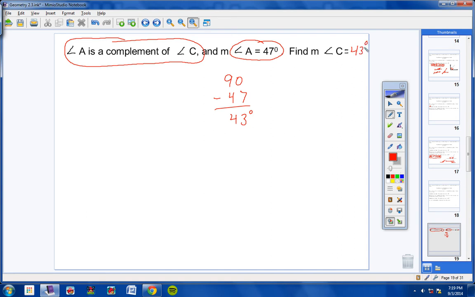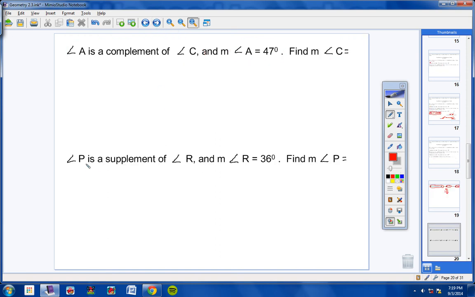And you know how I can check my answer. I simply add 47 plus 43, and I should get 90 because complementary angles always add up to 90. That's really, really simple, guys, okay? All right, let's try another problem. I do want this in your notes. Please copy this in your notes. And now copy this problem in your notes. I'll wait about 30 seconds or 20 seconds while you copy this down. Please copy this in your notes.